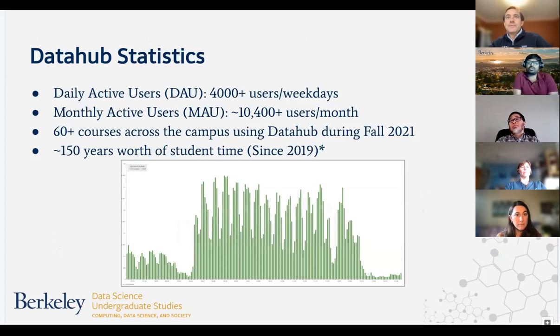So I'm going to quickly walk you through some high-level statistics. As you can see in the graph, this is fall 2021 usage. Before the start of the semester there is low usage, but during the semester, it enjoys huge usage through the weekdays. And then at the end of the semester, it just tapers off. So we have almost 4,000 plus active users on weekdays during the semester, and more than 10,400 plus users on a monthly basis. And we had almost 60 plus courses across the campus who used DataHub last semester.